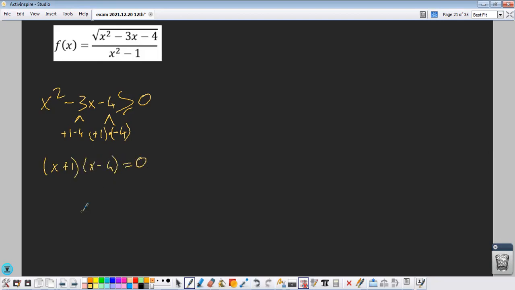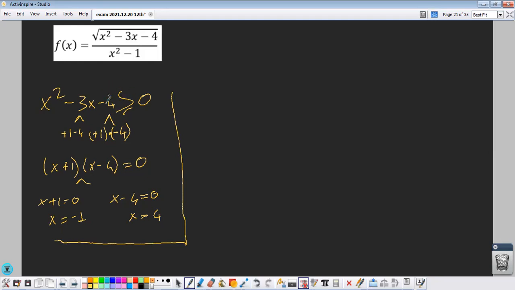We are looking for the critical points which make it equal to 0. X plus 1 equals 0, x equals -1, which is x1. X minus 4 equals 0, x equals 4, which is x2. So to find the parts which are bigger than 0, we will do a sign chart. But before doing that, I will also check the denominator. The denominator cannot be equal to 0. So let's write it as equal to 0, and let's solve it.